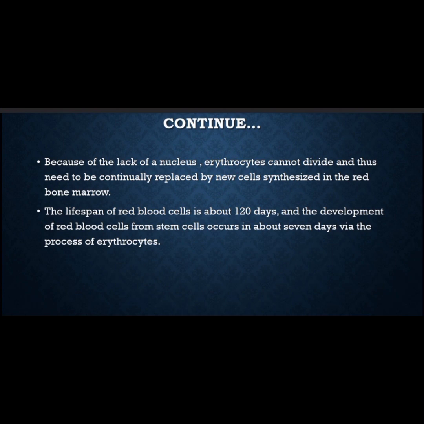Due to the lack of a nucleus, erythrocytes cannot divide and thus need to be continuously replaced by new cells synthesized in the red bone marrow. And 120 days is the lifespan of red blood cells, and the development of red blood cells from stem cells occurs in about 7 days. View the process of erythrocytes.